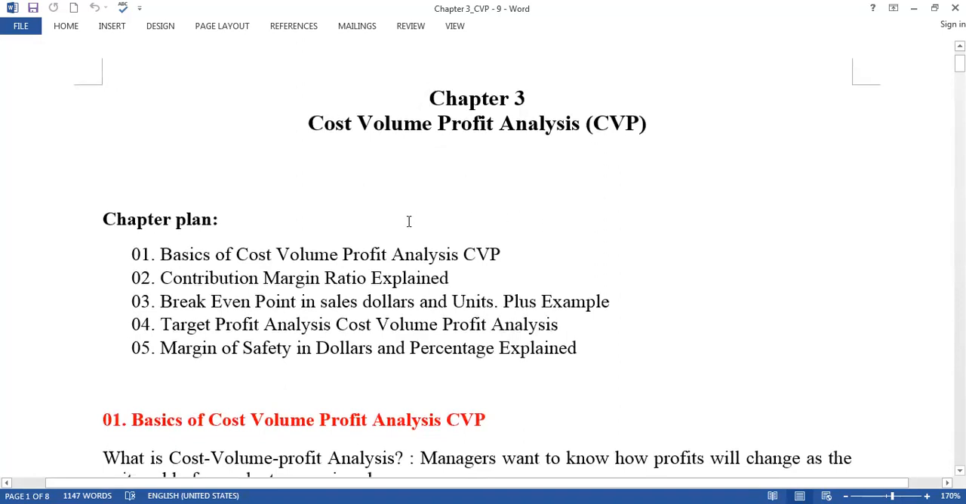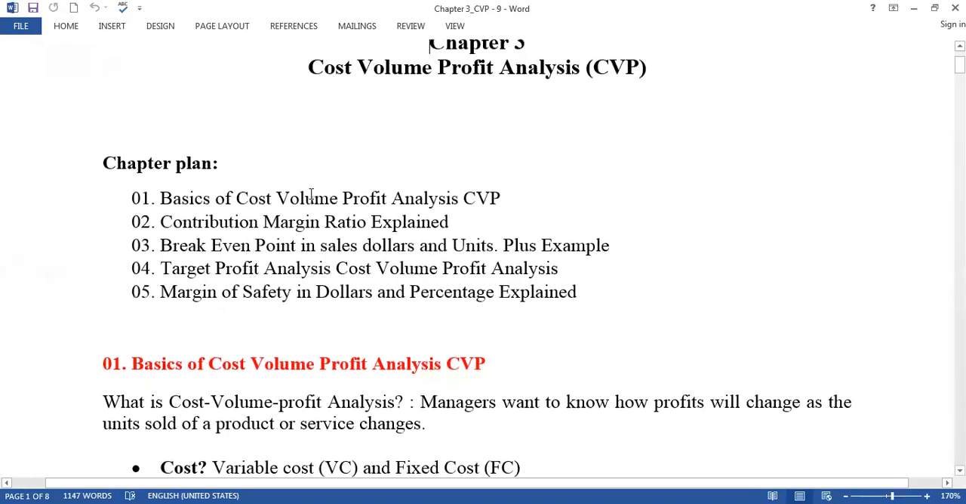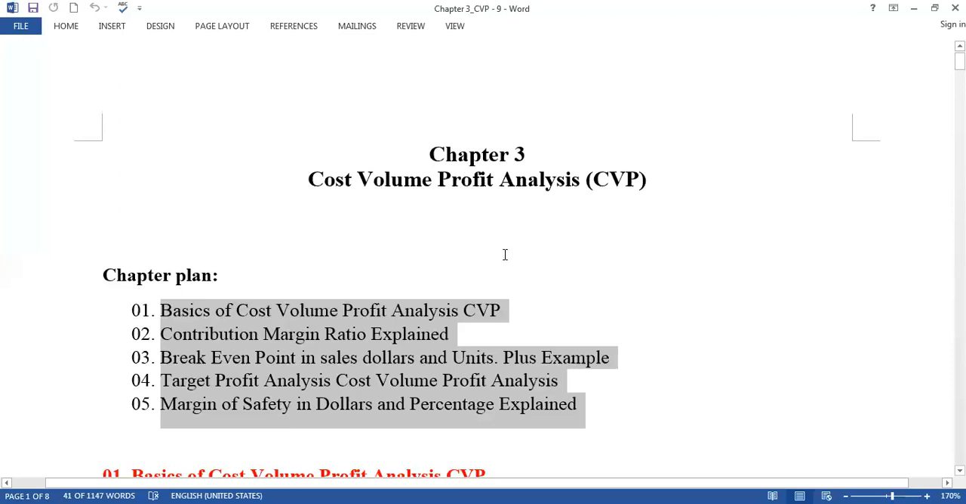And this is our chapter plan. First, we are going to learn the basic concept of cost, volume, and profit analysis. Then we are going to talk about the contribution margin ratio, break-even point in sales in dollars, and the break-even point in units. Then we are going to talk about the target profit analysis, and finally, margin of safety. So these are the topics that we are going to cover under CVP analysis.